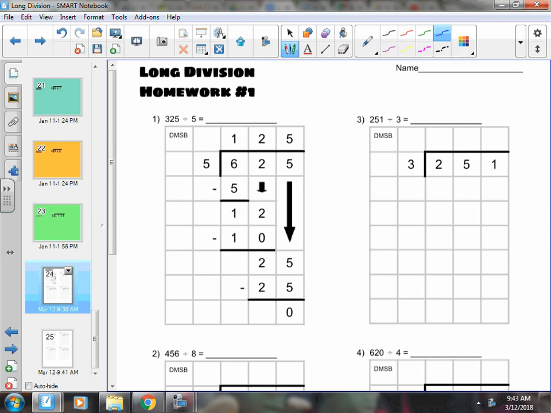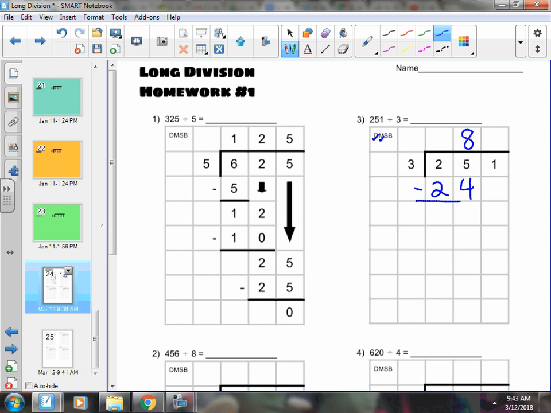It says 251 divided by 3. So we're thinking groups of 3, groups of 3, groups of 3. How many times does 3 go into 2? You could write a 0, but most kids just think, how many times does 3 go into 25? It would be 8 times. That's our divide step. Multiply: 8 times 3 is 24.